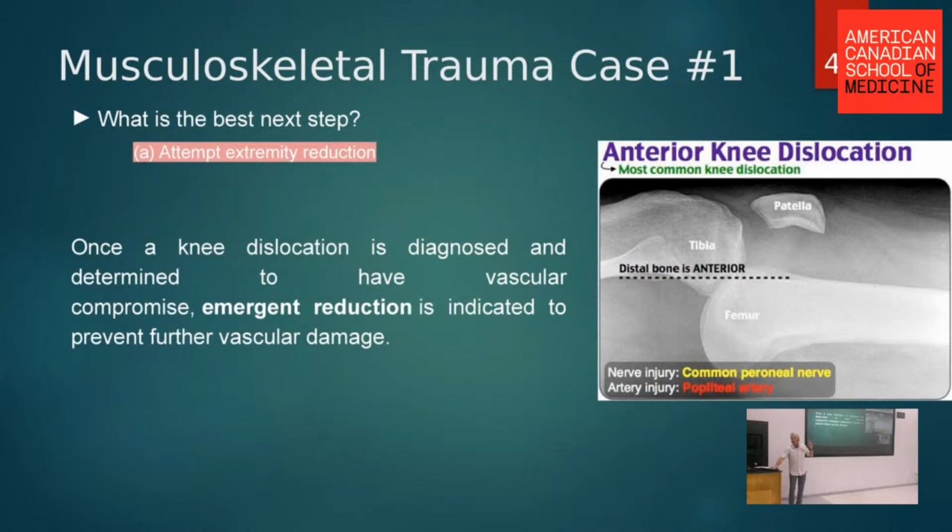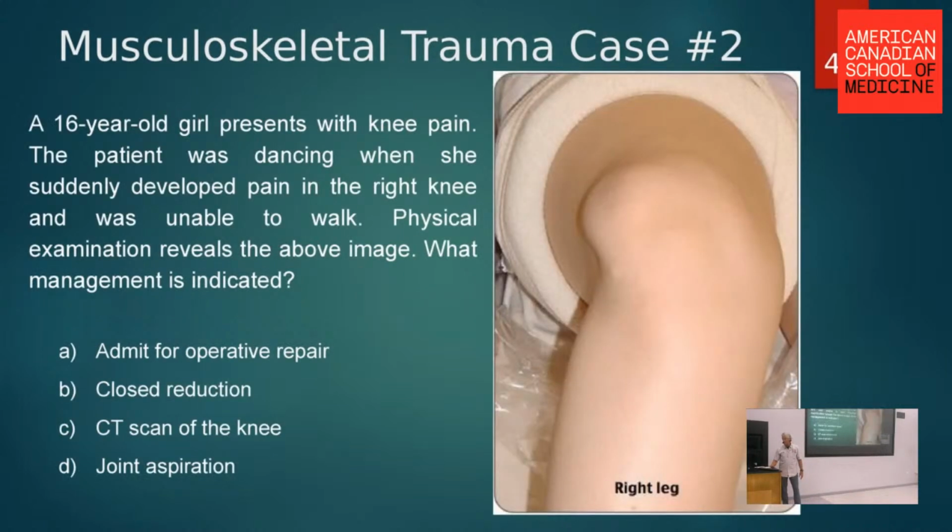So this patient already declared vascular compromise with a diminished pulse. You can see from the schematic here that the distal femur lies posterior to the tibia and the fibula. They should be much more in line, and we may have a picture of normal lateral anatomy. The nerve that is commonly injured is the common peroneal nerve, and the artery is the popliteal artery. So the goal for that is early reduction.